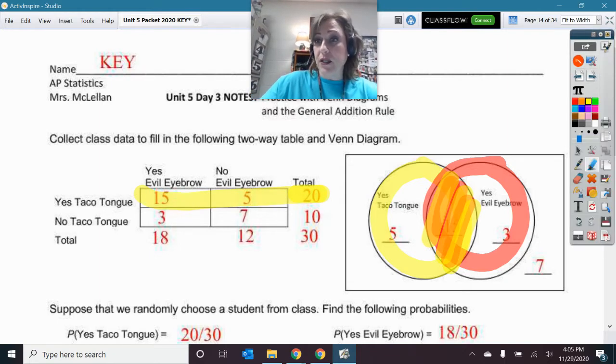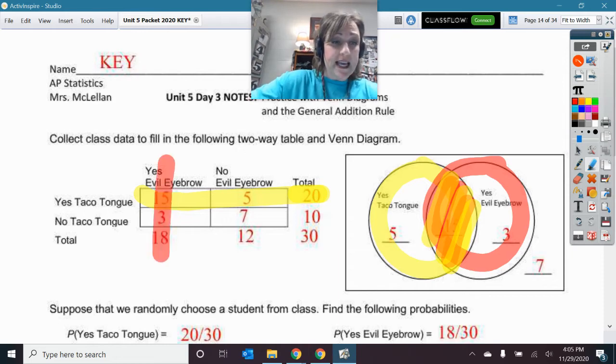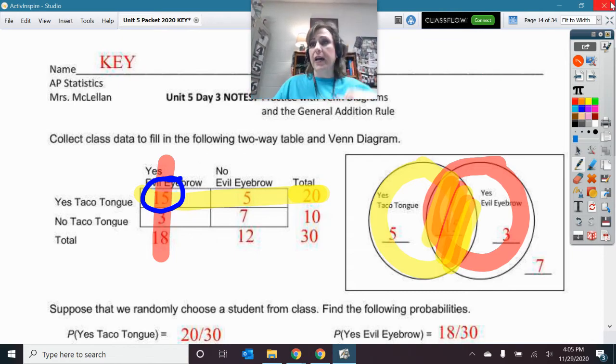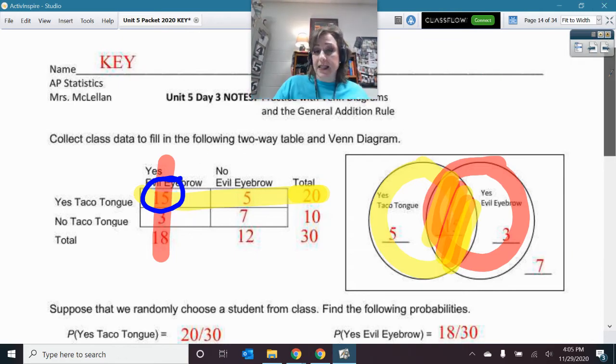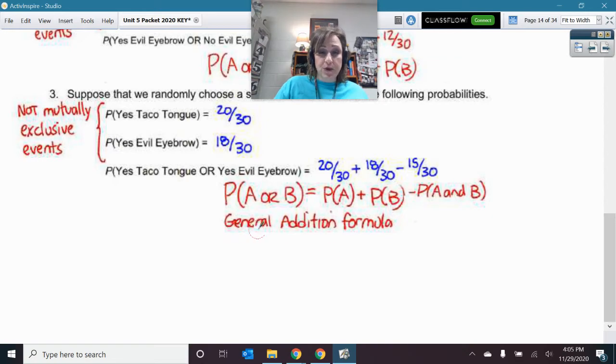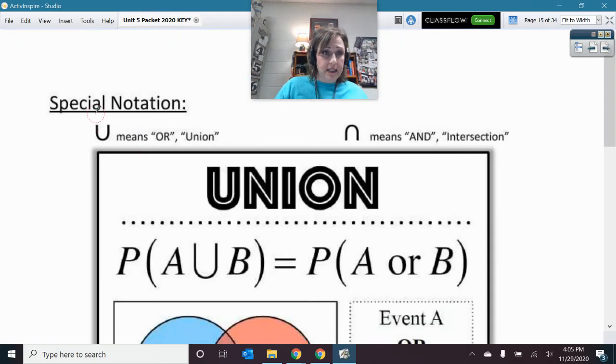And then we want to do the, yes, evil eyebrow. See, that's that right there. And then right there is the 15 that got double counted. All right. That is what then leads us to that general addition formula, and that's on your formula chart. And so we'll address that, show you that here in a minute.